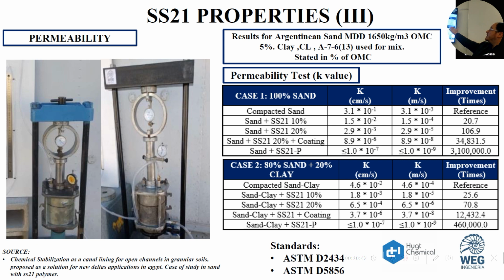What we obtained really is the compacted sand. We took as reference the soil in the original conditions, but just compacted. And we did permeability tests under load and in different variants of these tests. You can see the standards. Basically, what we obtained is a considerable reduction in the permeability coefficients of the soils using chemical stabilization.